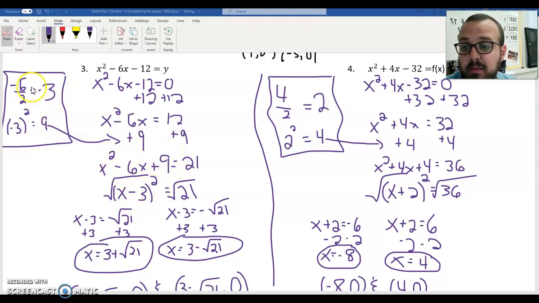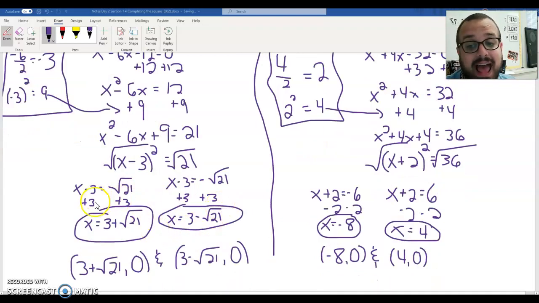How do I know that? Because whatever this number is, that is what this is going to factor into. I then went ahead and square rooted both sides. 21 is not a perfect square, so I just leave it as the square root of 21. So x minus 3 equals the square root of 21. x minus 3 equals negative square root of 21. Remember, we need both that primary and secondary root when we solve that, okay?